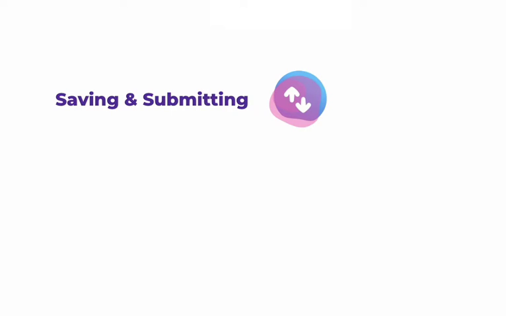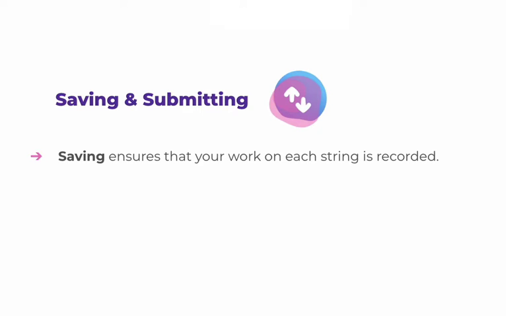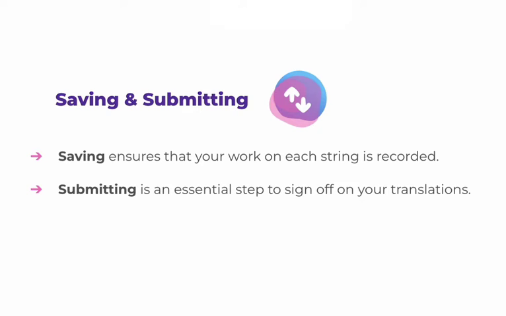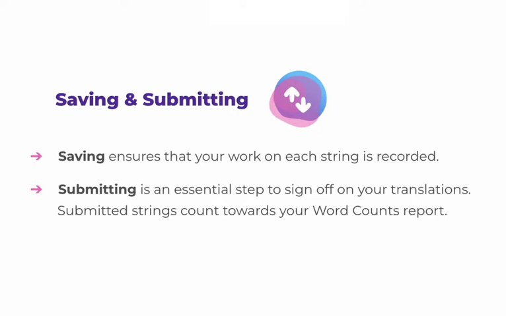So to recap, please save each translation as you go along. At the end of a job, when you want to sign off on your translations, please click Submit. Once a job has been fully submitted, it will automatically be removed from your current work tab, and instead it will show up in the Submitted tab of your jobs dashboard. All submitted strings will also count towards your word count report.